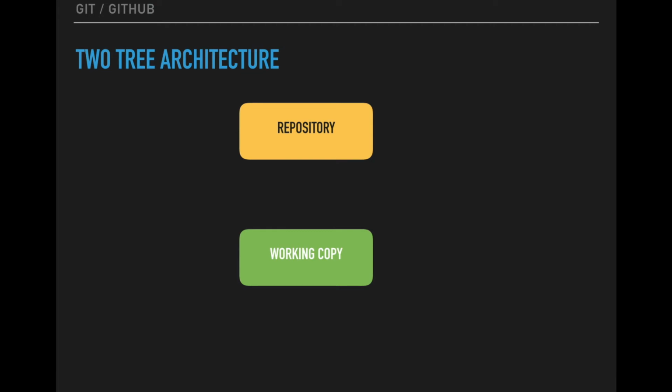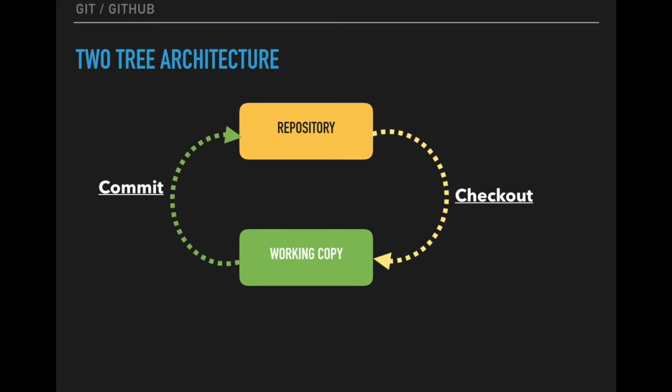Now the repository also has a set of files in it. And when we want to move files between the repository and the working copy, we check it out from the repository into our working directory. And when we finish making our changes, we commit those changes back to the repository. So we check out things from the repository, and when we are ready to commit, we put them back into the repository.